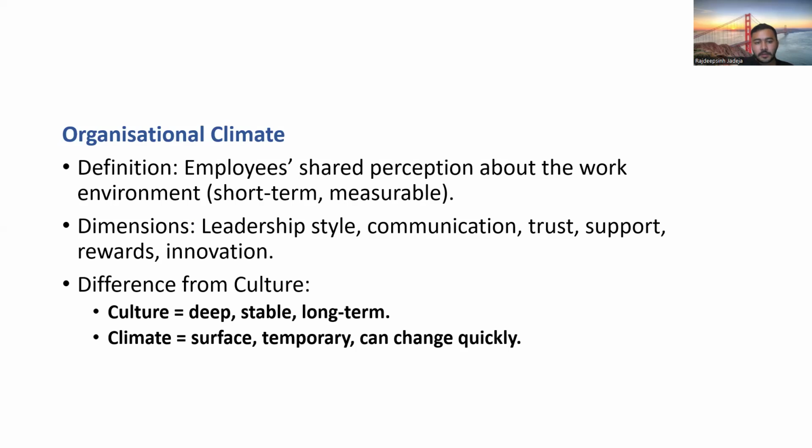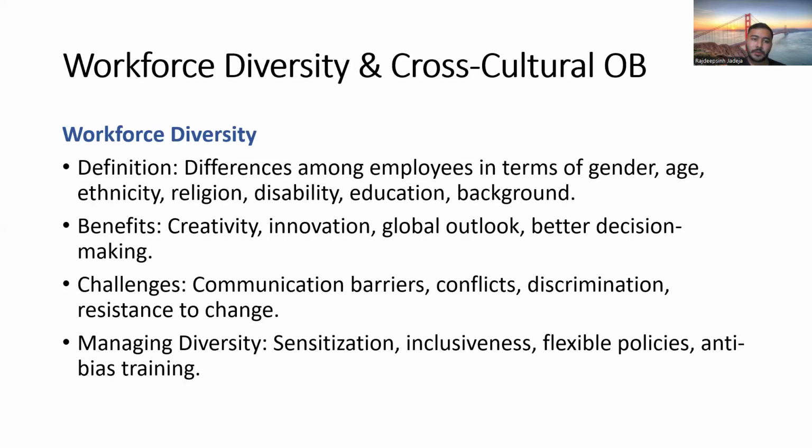Now, organizational climate means employees' shared perception about the work environment, which is short-term and measurable. There are different dimensions like leadership style, communication, trust, support, rewards, and innovation, which are studied in organizational climate. Now, what is the difference between culture and climate? So, culture is a deep, stable, and long-term thing, and the climate is surface level, temporary, and can change quickly. But culture can't be changed quickly.